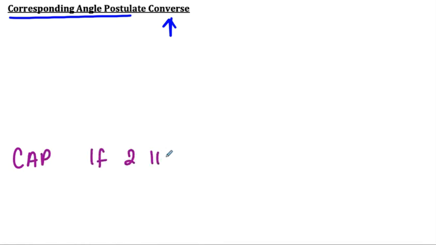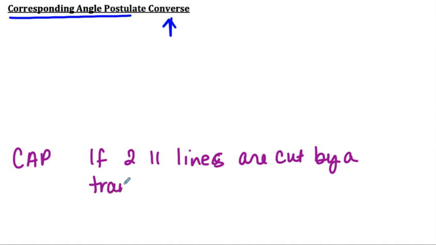What we're actually doing is the converse of the corresponding angle postulate. So just watch for a second. The corresponding angle postulate, I call it CAP, says that if two parallel lines are cut by a transversal, you don't have to write this down, then corresponding angles are congruent.